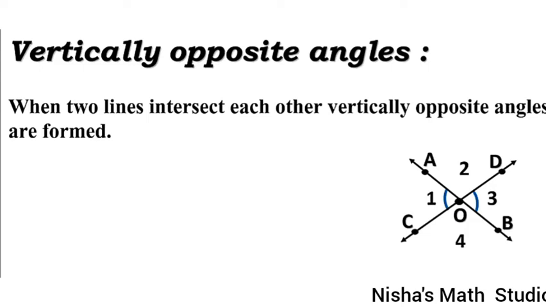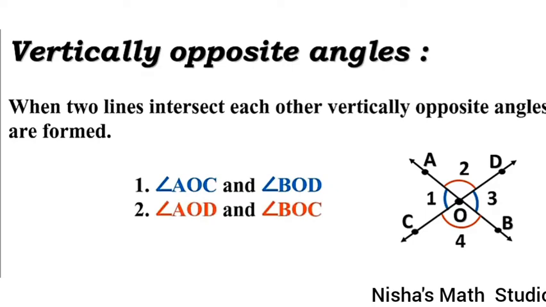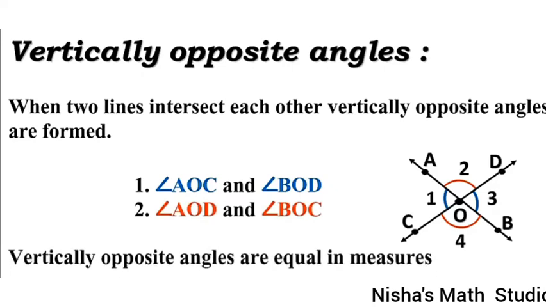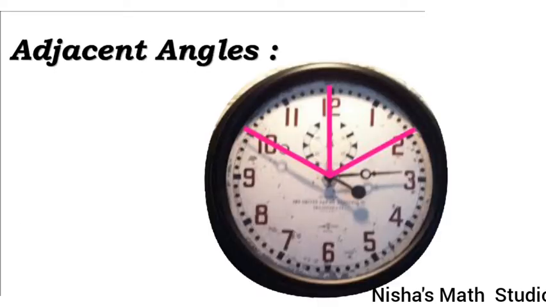How do we name these angles? 1 and 3 can be named as angle AOC and angle DOB. So, the first pair of vertically opposite angles is angle AOC and angle BOD. The second set of vertically opposite angles are angle 2 and angle 4. Again, we can name them angle AOD and angle BOC. Remember, vertically opposite angles are always equal in measure. Next, we will see what are adjacent angles.